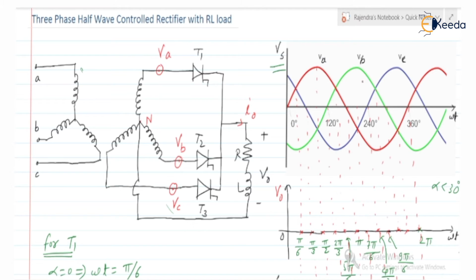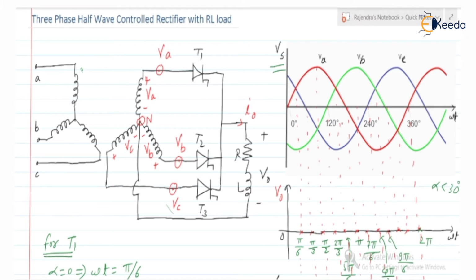that is Va, Vb, Vc. This is the neutral point. The voltage across this phase is nothing but Va. Similarly, here it is Vb, and here it is Vc.